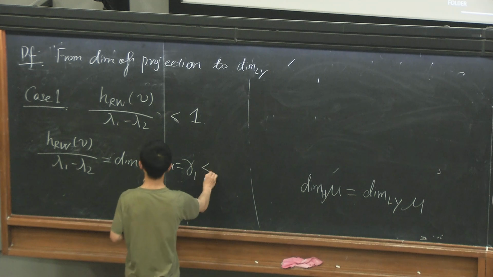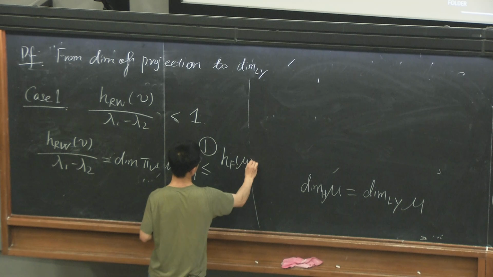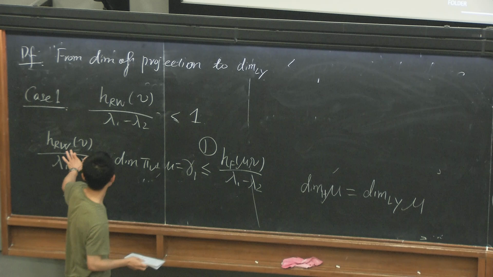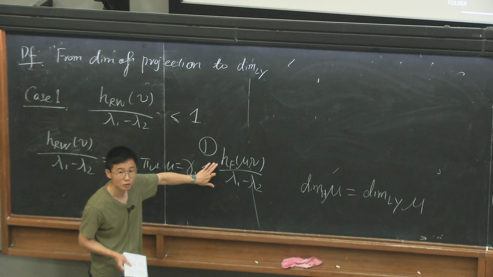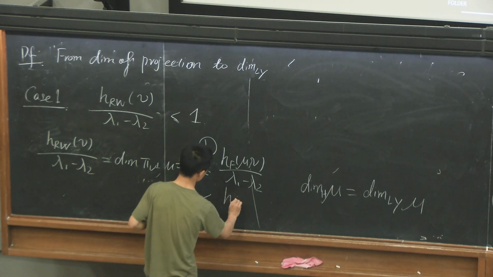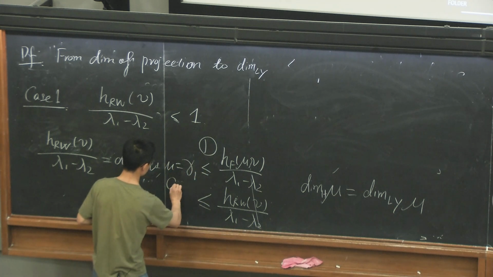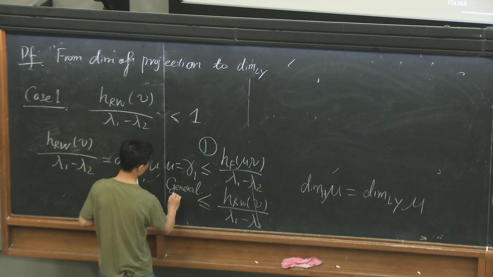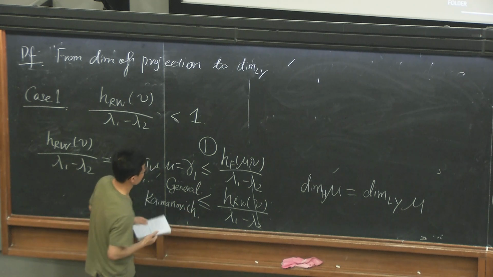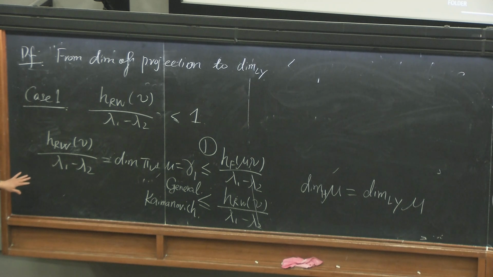And from the first equation, we know this one is less than the first Furstenberg entropy divided by lambda 1 minus lambda 2. So from this you get that the random walk entropy is less than the Furstenberg entropy. But there is a general fact that the Furstenberg entropy is always less than the random walk entropy. This general fact is due to Kaimanovich. So the Furstenberg entropy is always bounded by the random walk entropy.